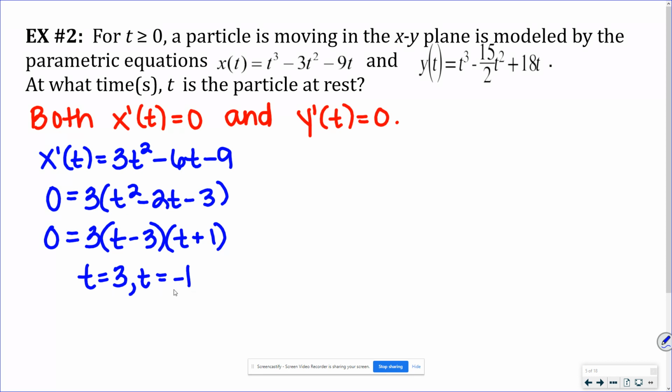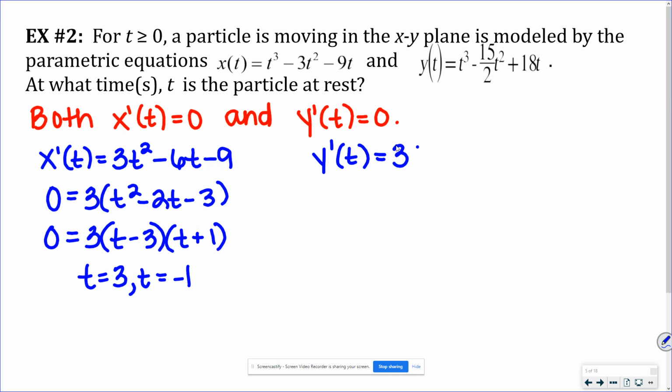So at both of these time values, the particle is at rest, but only in the x direction. It could still be moving up and down, but in the horizontal direction, it has stopped at 3 seconds and at -1 seconds. But we've got to look at the y equation as well.